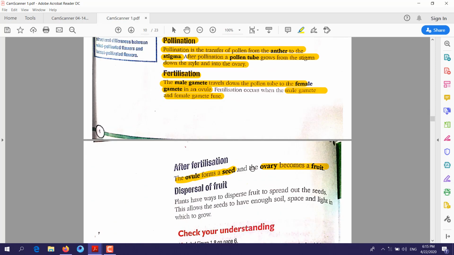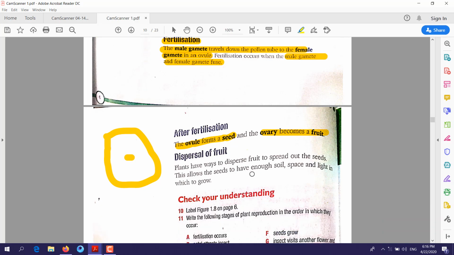If you want to understand this one, just imagine, for example, an apple. Inside the apple, you have what? Seed or seeds. So, this fruit, the apple, was the ovary. Then these seeds were the ovule. Ovary becomes fruit. Ovule becomes seed.